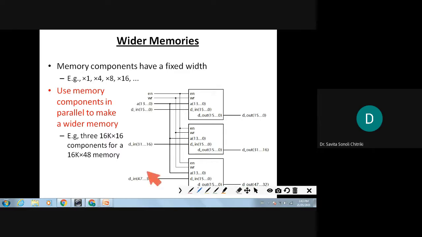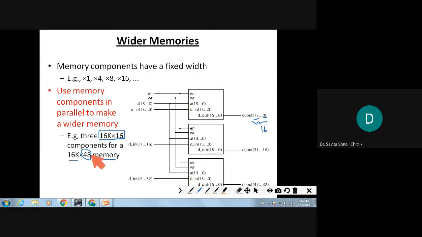What is being done? I have a 16K cross 16 memory component. I want to make 16K cross 48. The width I need to increase, right? 16 means the data out D out is 0 to 15, total 16 bits, right?